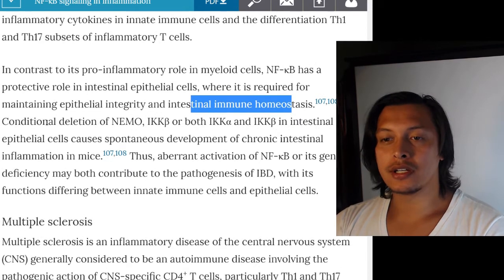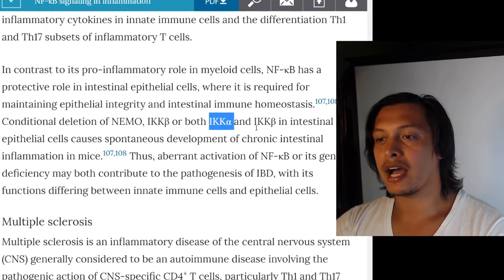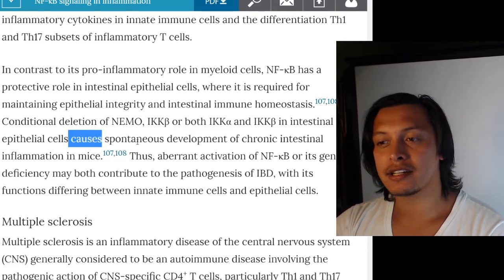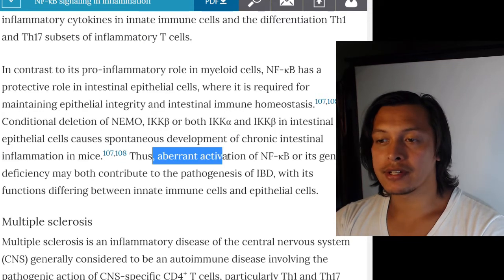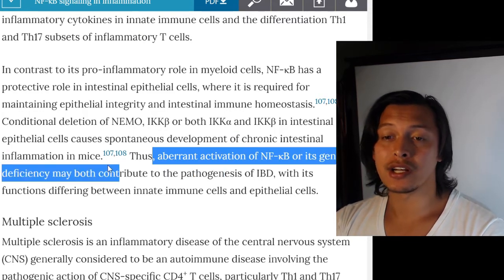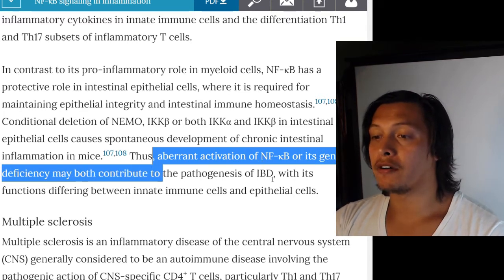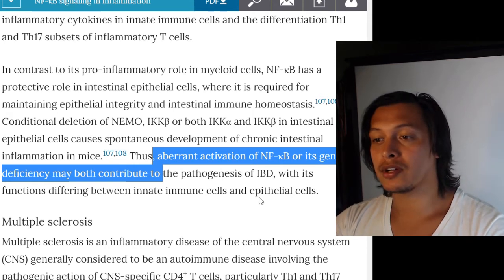Yeah, so conditional deletions of NEMO, IKK beta, or both IKK alpha and IKK beta in intestinal epithelial cells cause spontaneous development of chronic intestinal inflammation in mice. Thus, aberrant activation of nuclear factor kappa B or its genetic deficiency may both contribute to pathogenesis of IBD, with its functions differing between innate immune cells and epithelial cells.